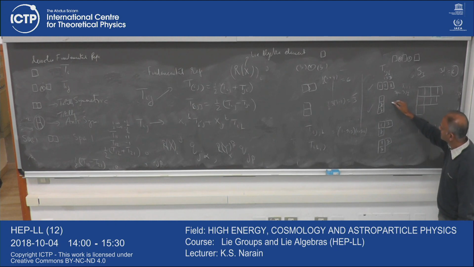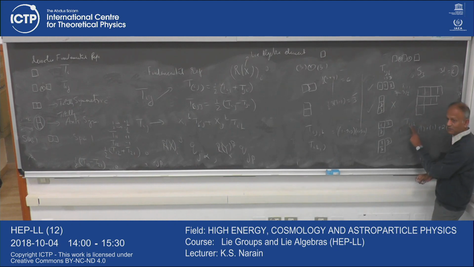This doesn't exist, because this is a third rank antisymmetric tensor. But in the SU2 case, this will be non-zero only if all these 3 indices were different. But in the SU2 case, each of these indices takes value only 1 or 2, nothing else. Right? So this is not possible. This doesn't exist in SU2.